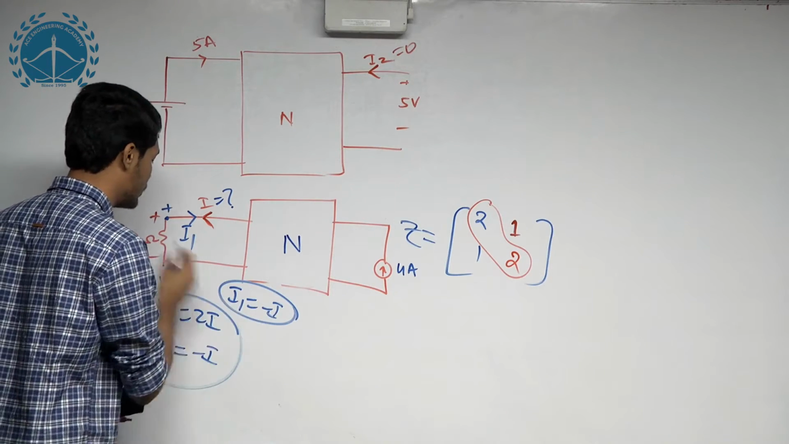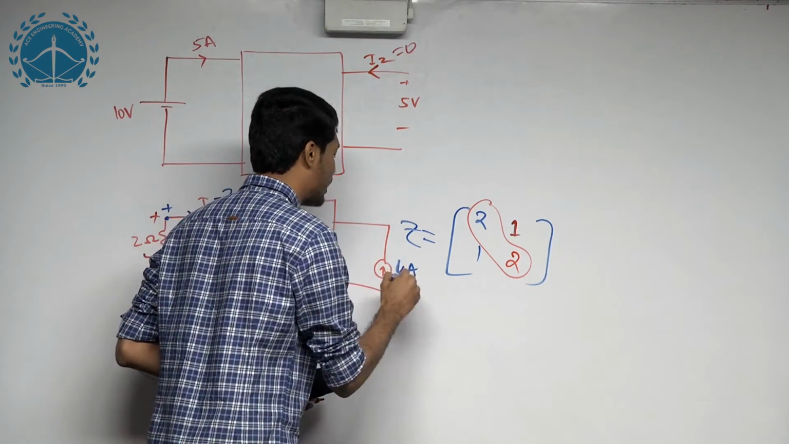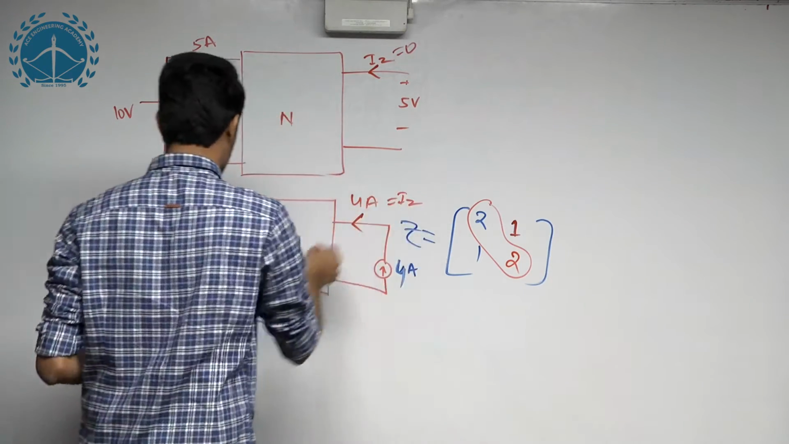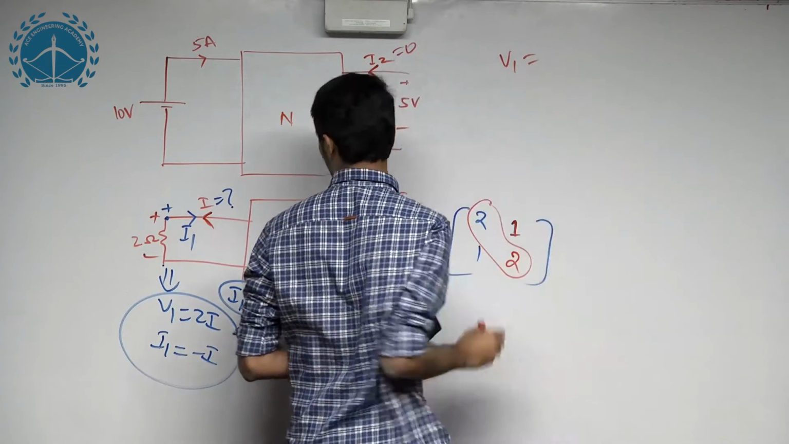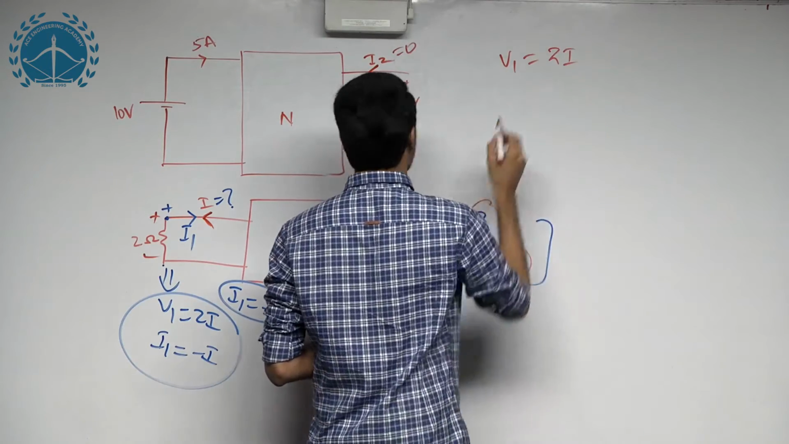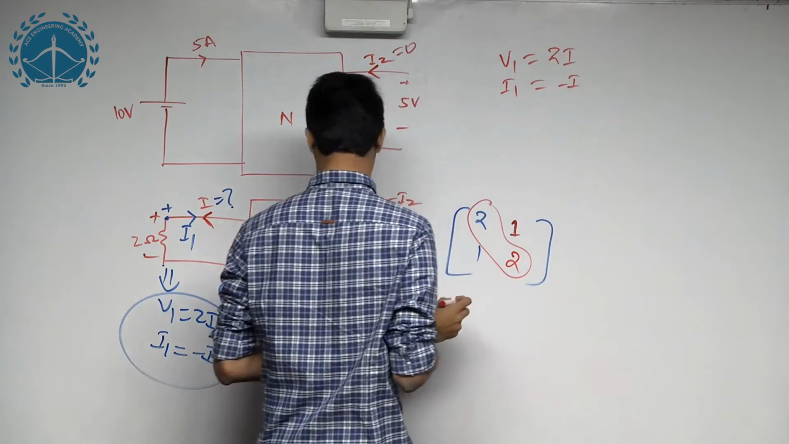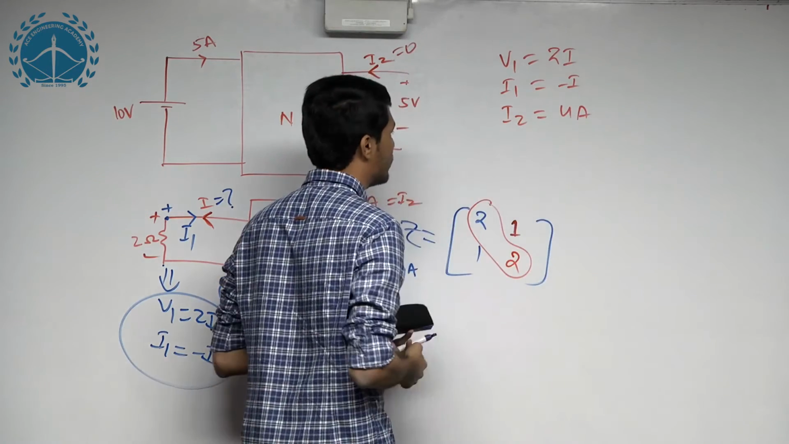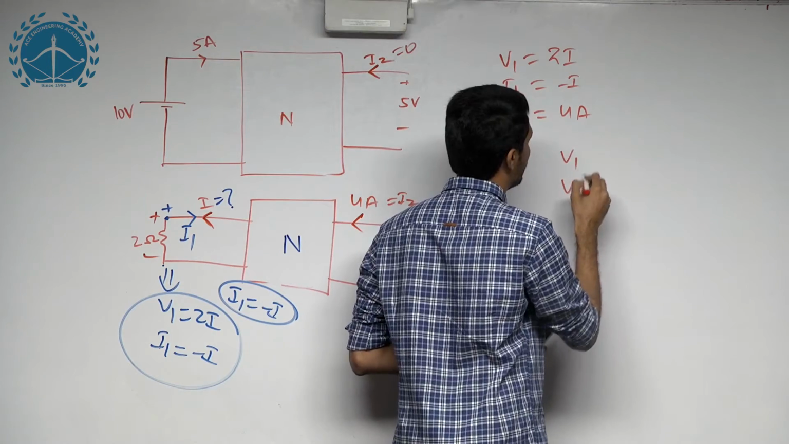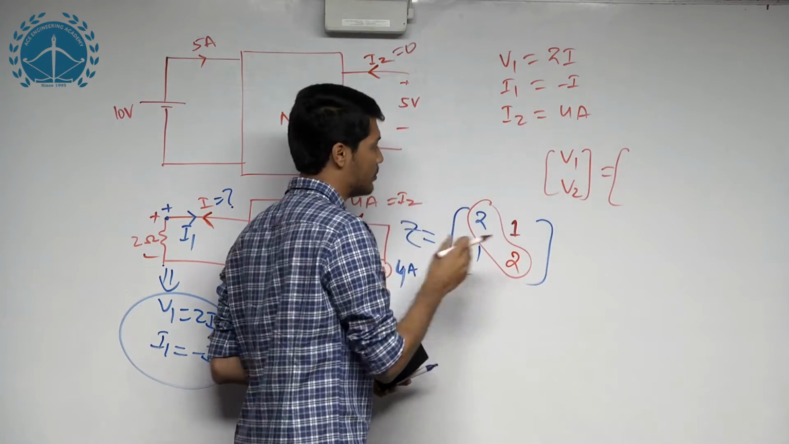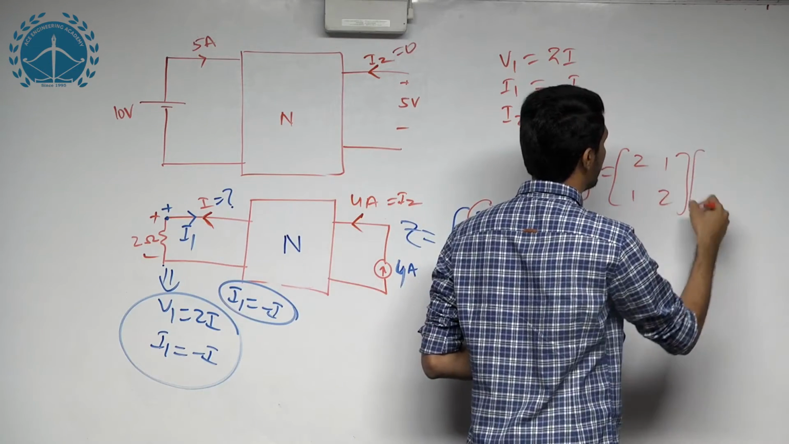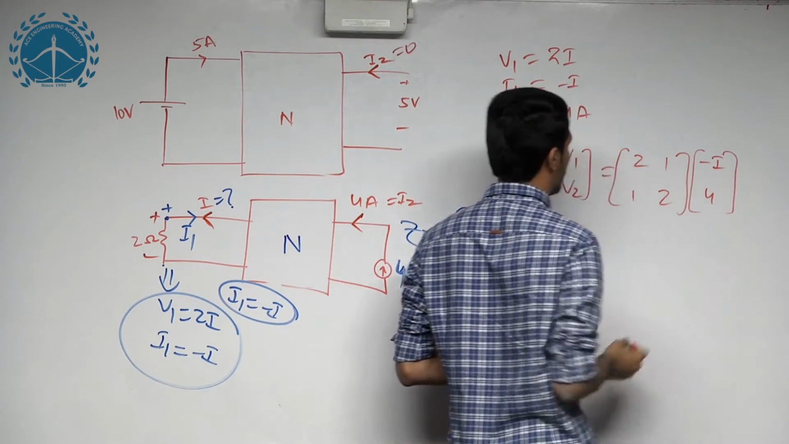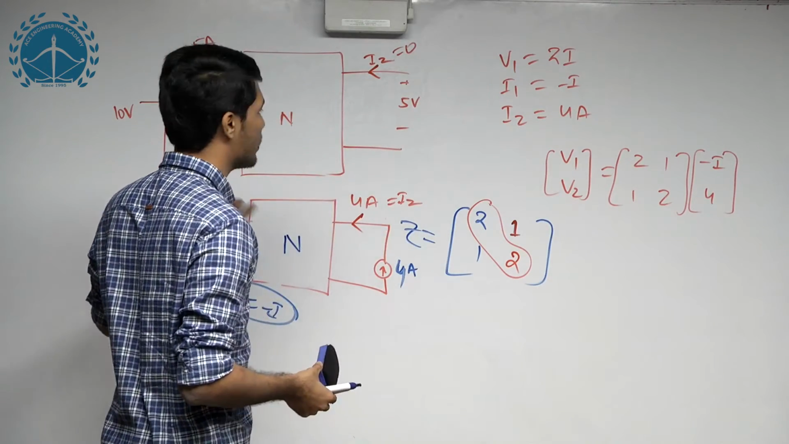Similarly here we have I2, which flows into the network, is 4 ampere. So these three things I will write here: V1 is equal to 2I, I1 is equal to minus I, and I2 is equal to 4 ampere. Now substitute in this equation: V1 V2 is equal to the Z matrix, which is 2 1 1 2, into I1 I2. What is I1? Minus I. What is I2? 4 ampere. All we need to do is calculate the value of I.